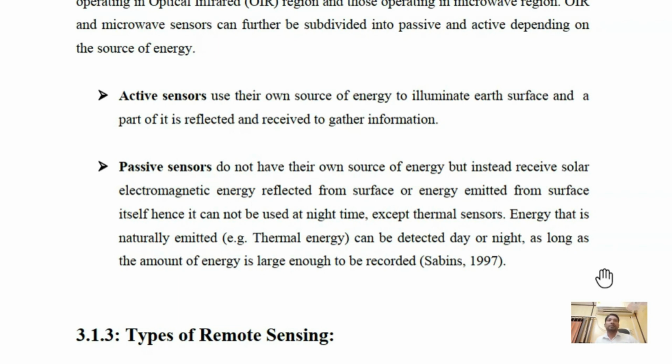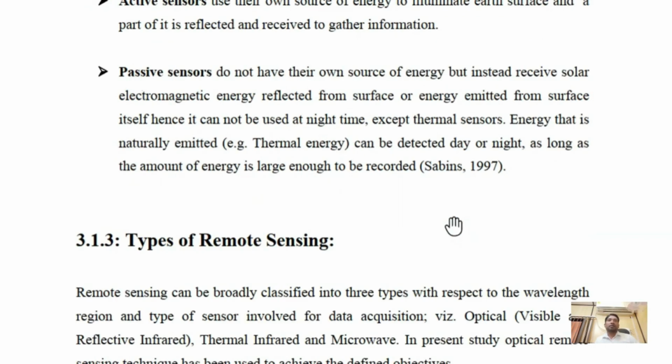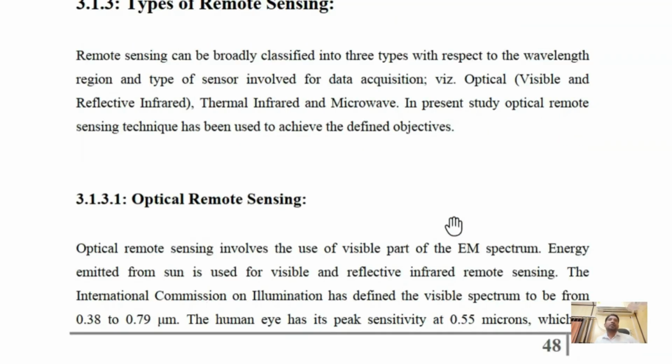Types of remote sensing. Remote sensing can be broadly classified into three types with respect to the wavelength region and type of sensor involved for data acquisition: optical, thermal infrared, and microwave. In the present study, the optical remote sensing technique has been used to achieve the defined objectives.